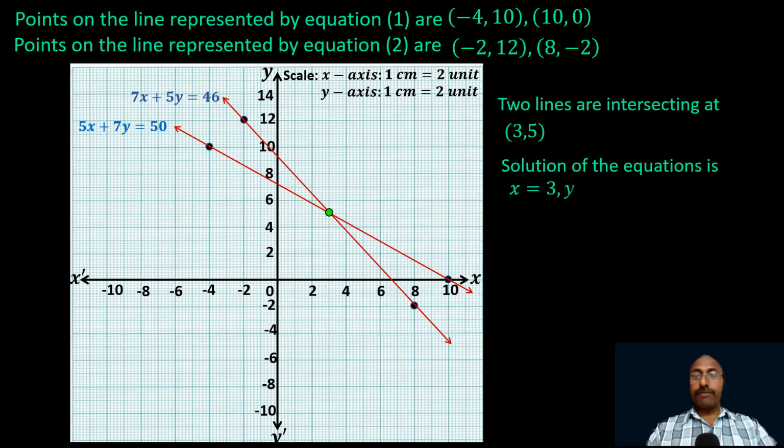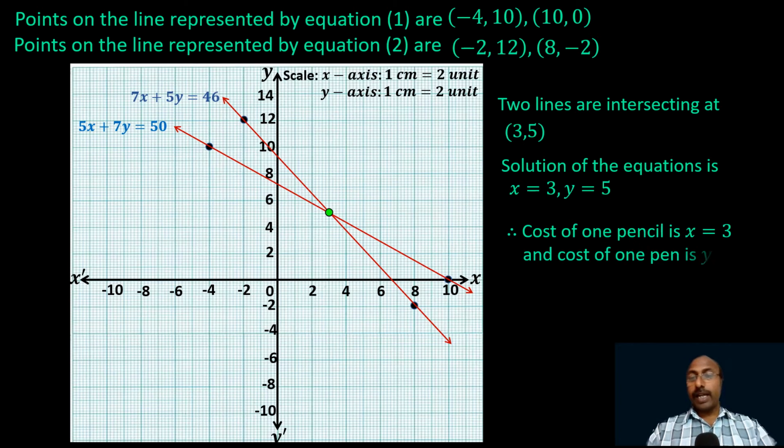So the solution of the equations we have taken are x equal to 3 and y equal to 5. And what is x here? Here x is the cost of pencil and is equal to 3, and y is the cost of pen and is equal to 5. So the cost of one pencil is x equal to 3 and cost of one pen is y equal to 5 rupees. Okay, so here x and y are in rupees. So the cost of pencil is 3 rupees and cost of pen is 5 rupees. So that is the solution of this problem, and let's go for next one.